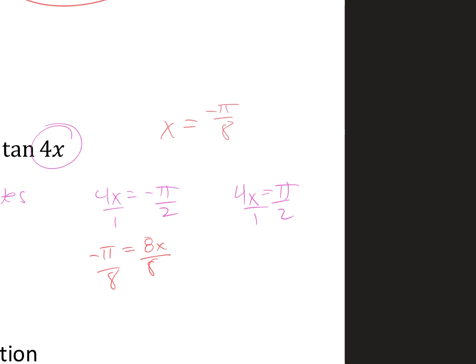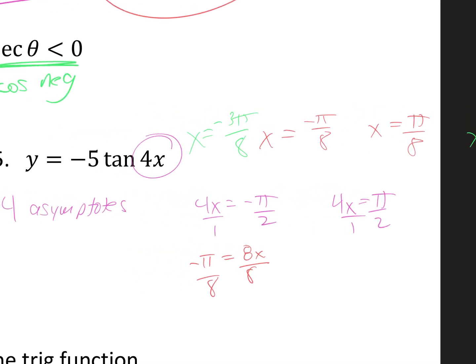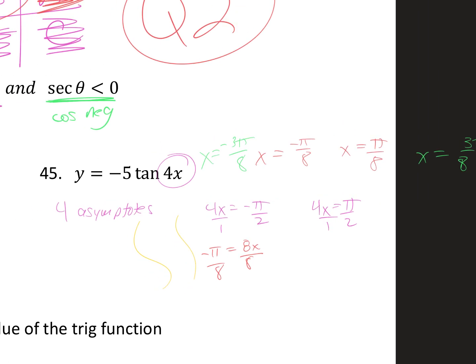Where else? Positive pi over 8. If you're going to figure out the other ones, you have to figure out how far positive pi over 8 is from negative pi over 8. It's how many pi over 8s? 2. So I'd have an asymptote over here at 3 pi over 8, right? And I'd have one over here at negative 3 pi over 8. So if you had to pick the graph, you could figure out where your asymptotes are, and then what direction are my snakes going? Downward. They're like this because it's negative. Good. So those 4 would be your asymptotes.